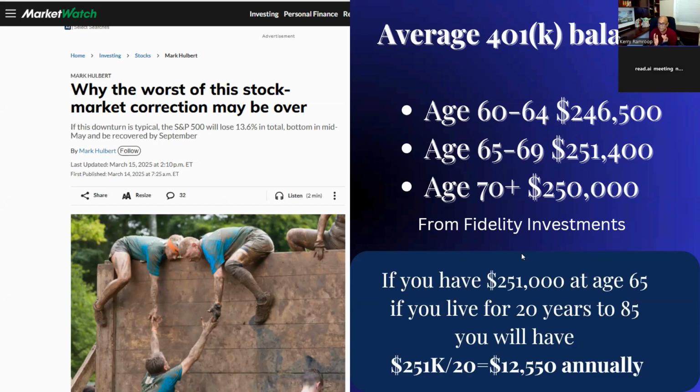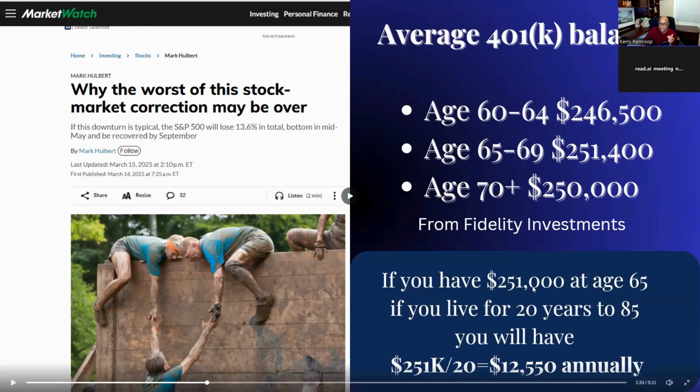So I just want you to do some calculation for yourself. If someone right now is 65 and they have like 251,000, and they live for 20 years, they divide 251 by 20, right? Because say they live to the age of 85, which is sort of reasonable. People live to 90, could be longer. 250,000 divided by 20 will give you 12,000 annually.